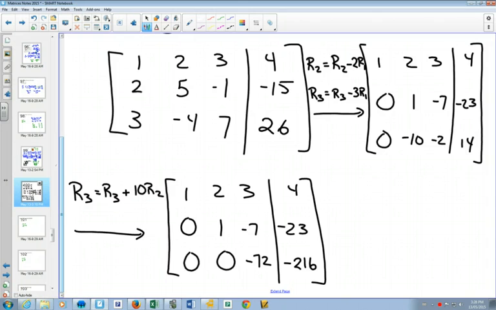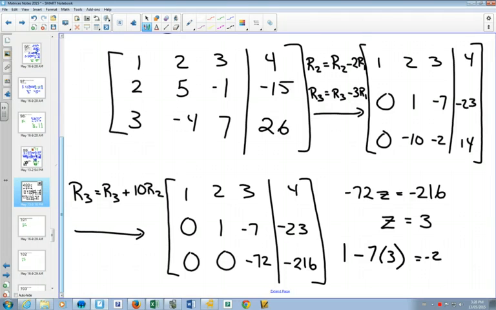And so what do we know now? We know that negative 72z is equal to negative 216. Z is equal to 3. Looking at that one. Oh, that was y, not 1. 1y minus 7 times 3 is equal to negative 23, so 1y minus 21 is equal to negative 23. Add 21 to both sides. Y is equal to negative 2.